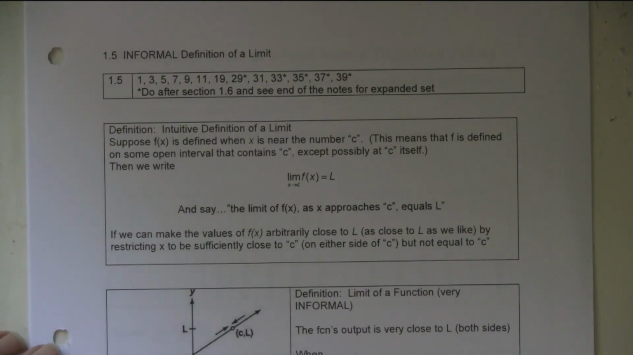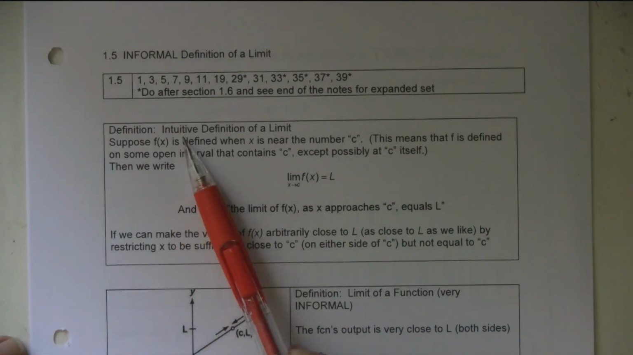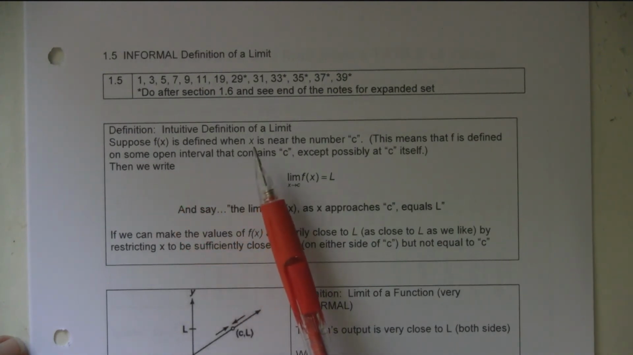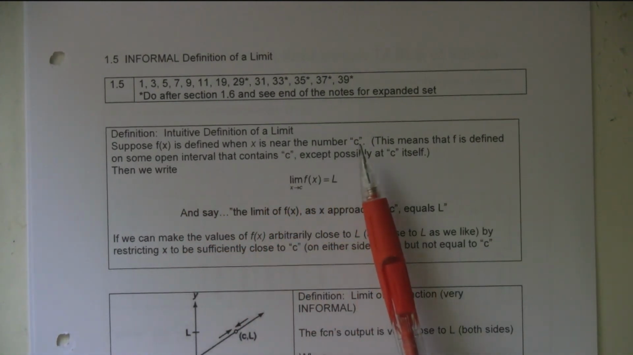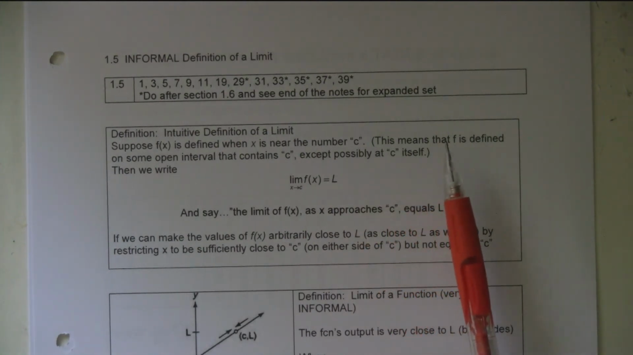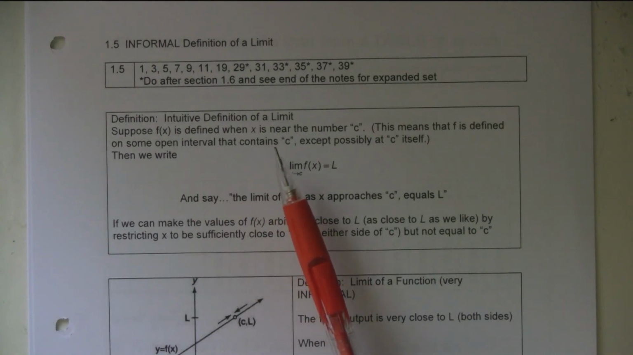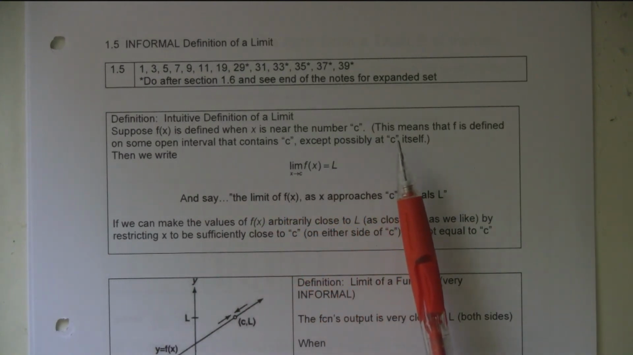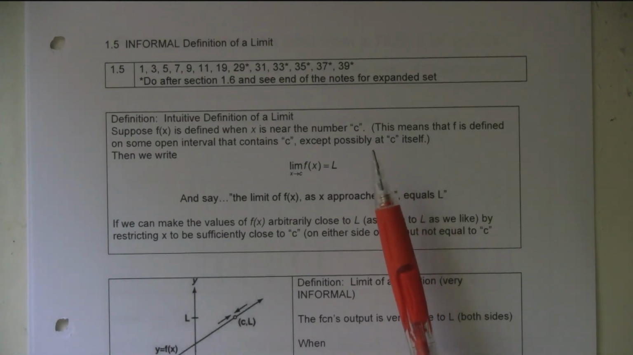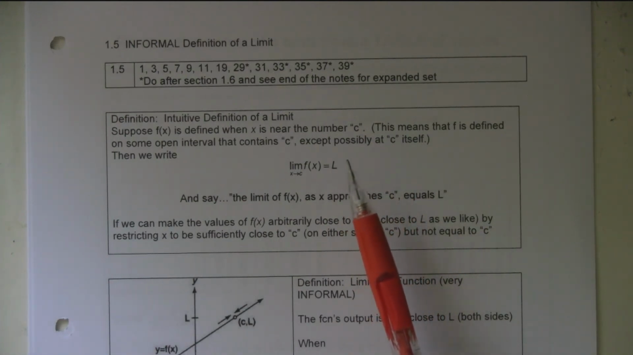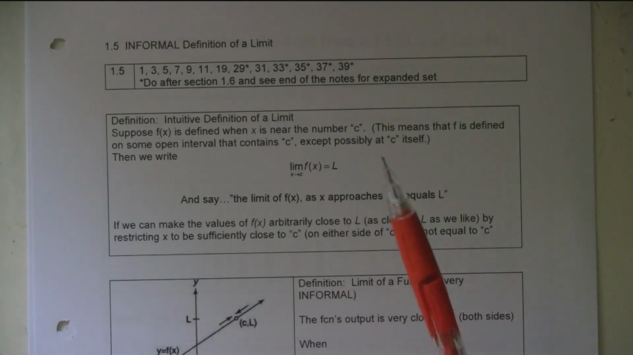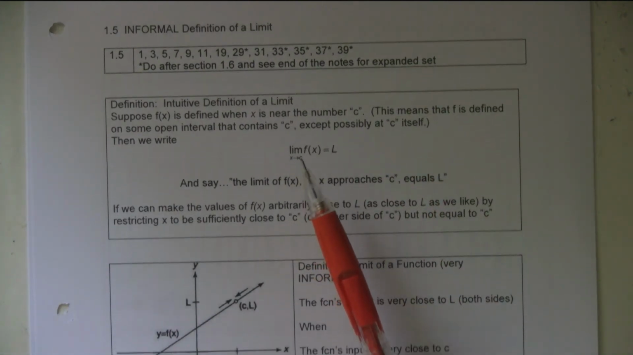So the informal definition of a limit, or the intuitive definition of a limit, they say that f of x is defined. So you have some function defined at x near some number c. I'm going to show you a picture too. That means that f is defined on some open interval that contains c, except possibly at c itself. So it needs to be defined in the neighborhood around c, but may or may not be defined at c. Could be defined, may not be defined.